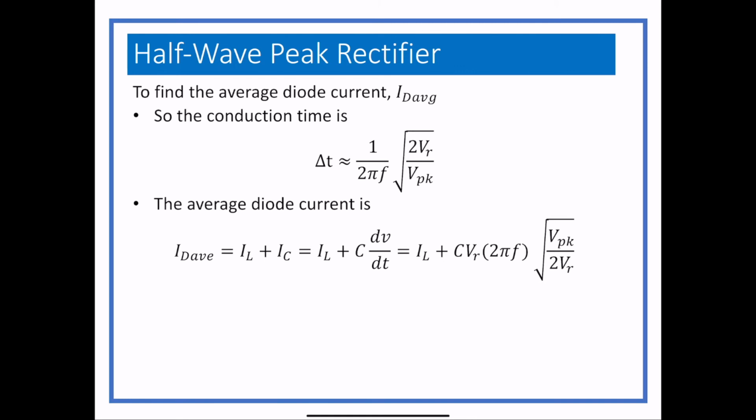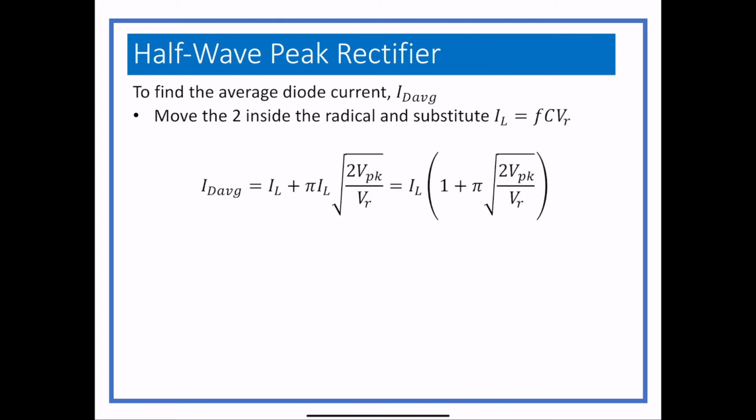So now that we have the conduction angle, we can figure out the conduction time, and then we can figure out the average current from that. The average current is just IL plus IC, which is equal to IL plus C dV/dt, which is IL plus C times the ripple voltage, and the ripple voltage is just the change in voltage. That's how much it's going to change. And then the value of dt is just that delta t value. That's 1 over our delta t value that we already found.